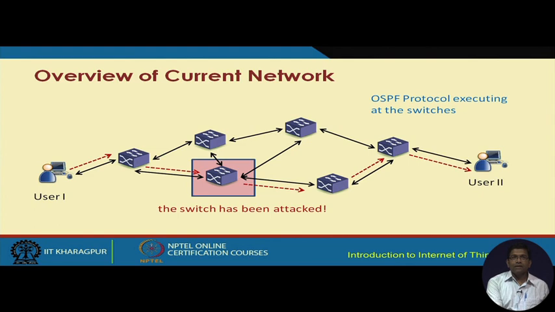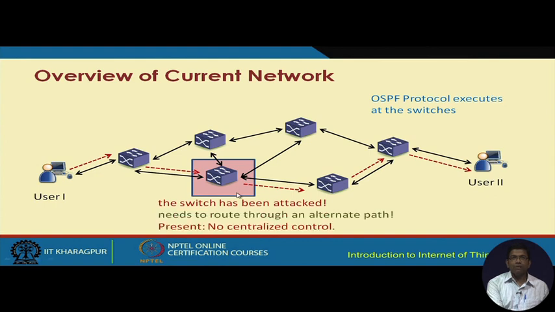Now, let us say that a particular switch, the one shown in this figure, becomes down for one reason or another, maybe because it has been attacked. So, let us say that it has been attacked and the switch is down. Then traditionally, a new route or an alternate route has to be found for the packets to be sent from the source to the destination node. And because there is no centralized control, this becomes a difficult task.